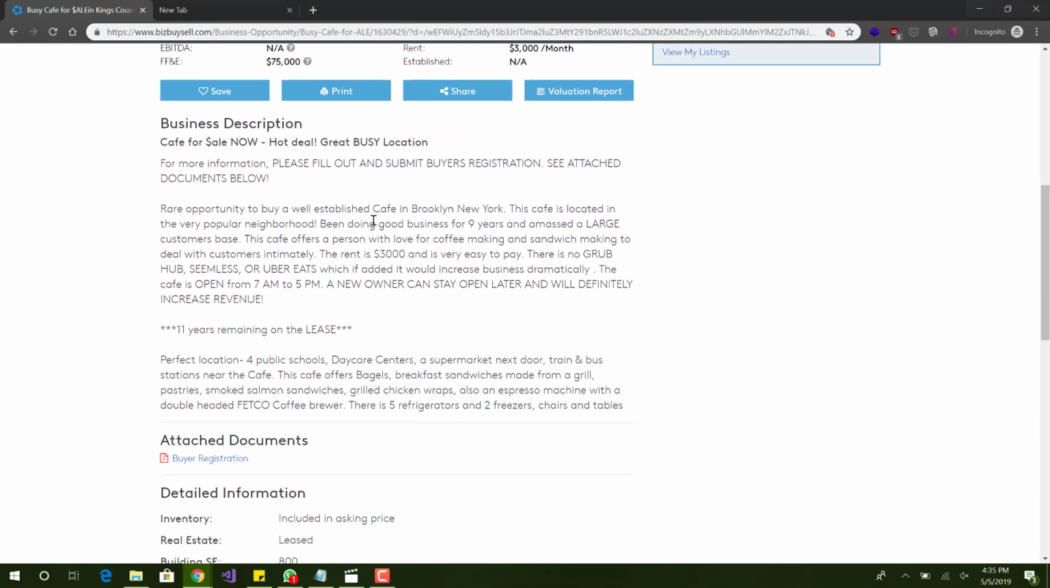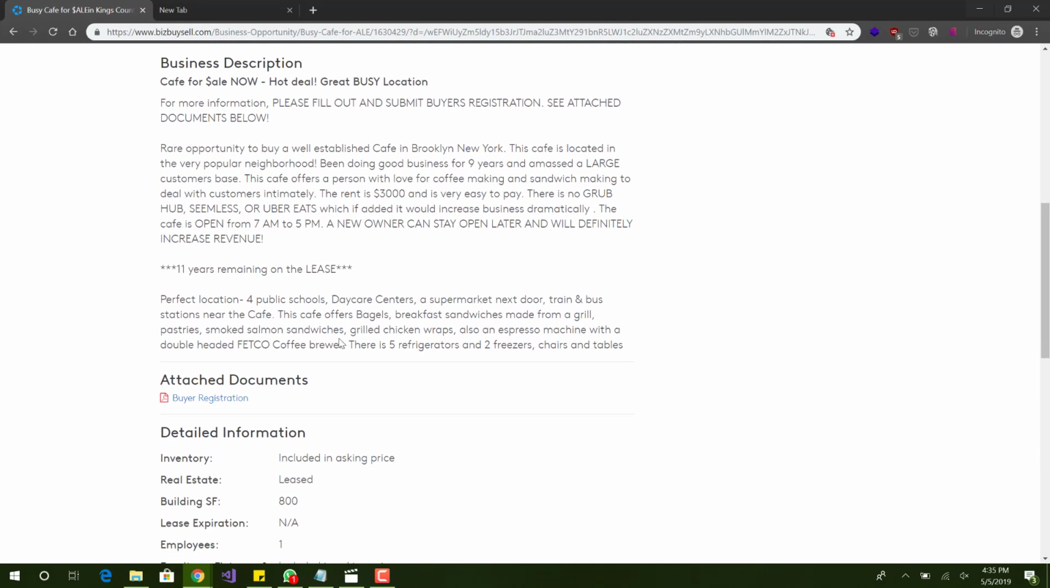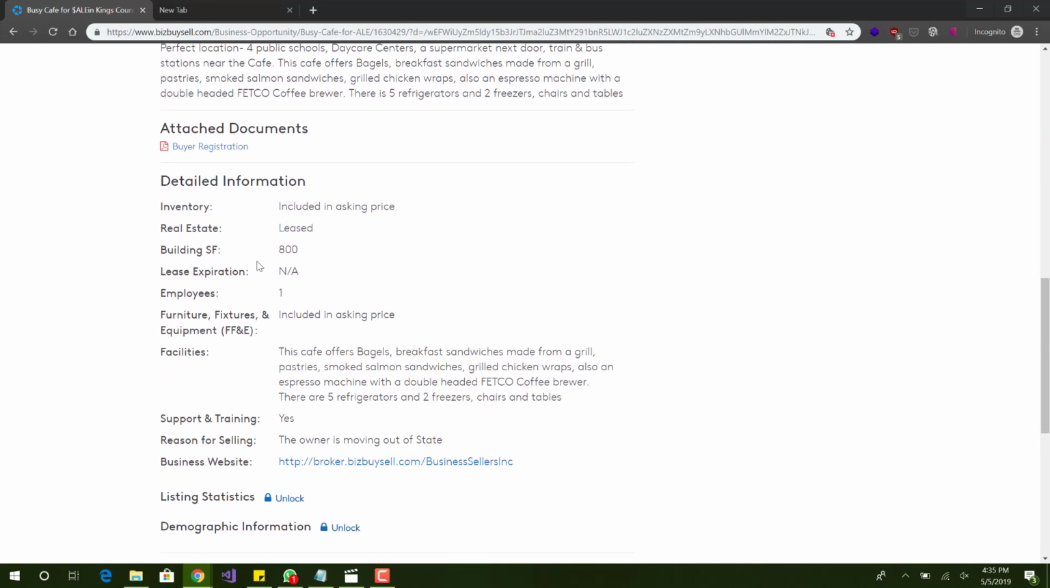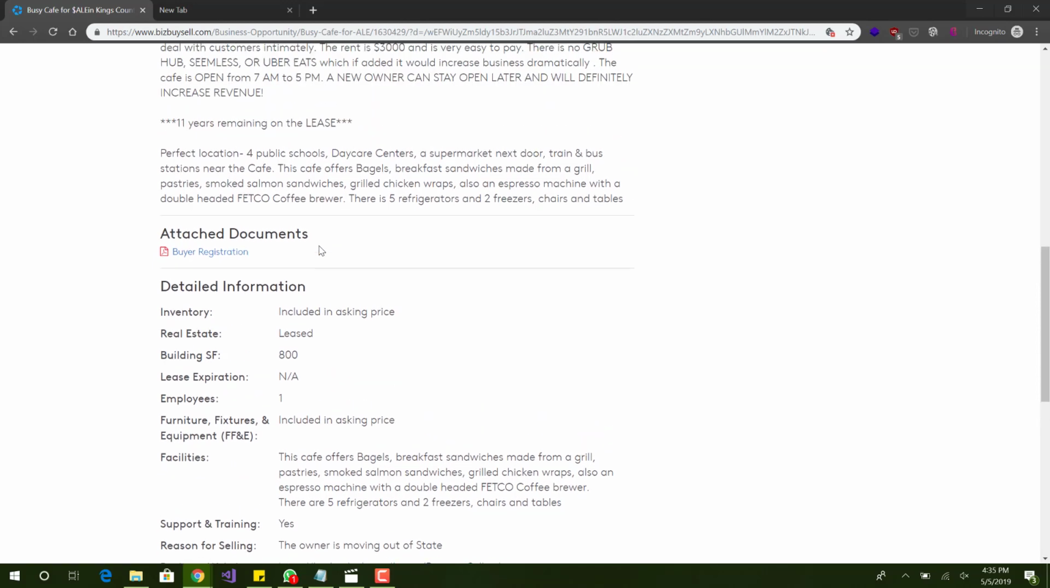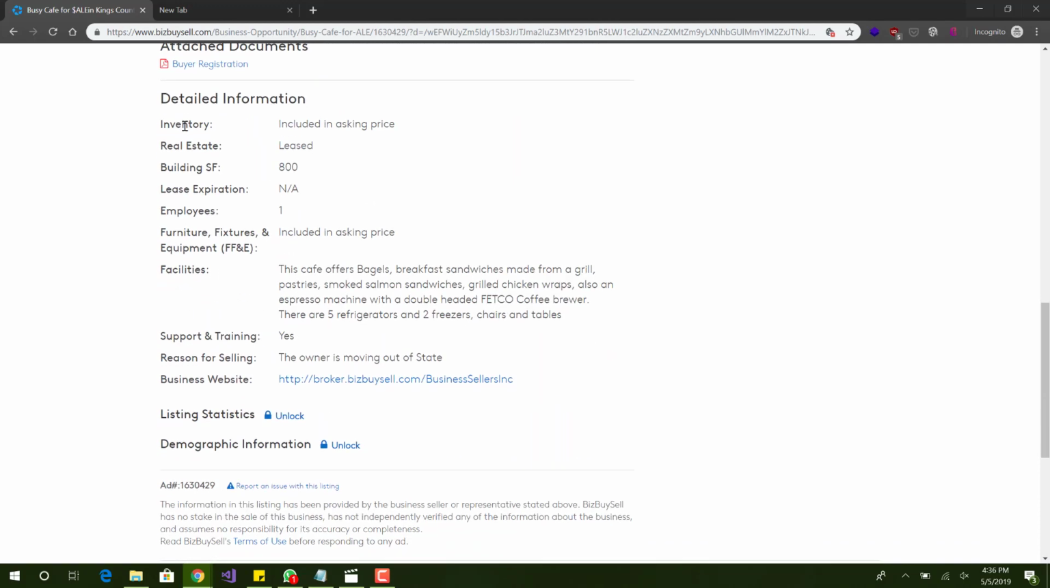So you would want to read their description. That's important, the details over here. You can see the real estate is leased, so they do not own the building. I think I saw something about the lease. There's 11 years on the lease, so that's good that it has quite a few years on it. You don't want the lease to end in a year and they're not allowing you to renew it. That has happened, so you do want to keep that in consideration.